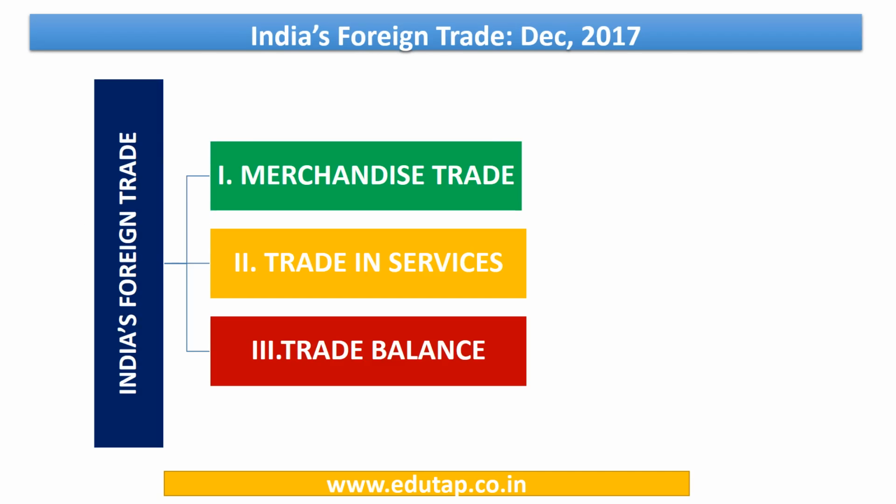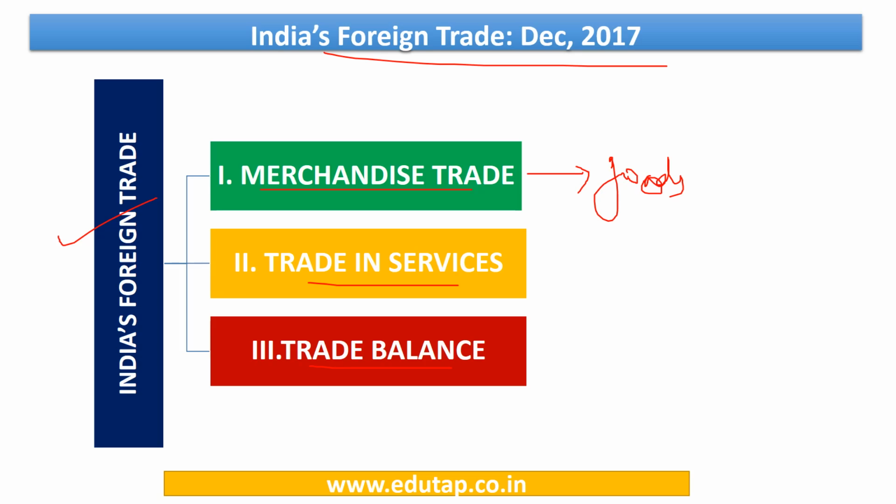India's foreign trade for December 2017. India's foreign trade is categorized into three categories. The first one is merchandise trade, which relates to trade in goods which are tangible in nature. Then the second one is trade in services, which are intangible, for example the financial, the banking, etc. And the third category is the trade balance, which is the net balance between the imports and exports.